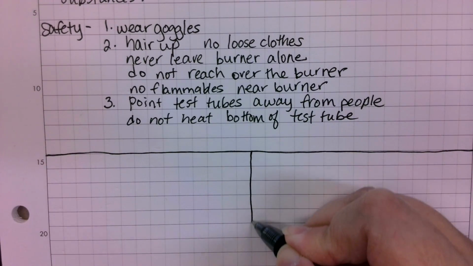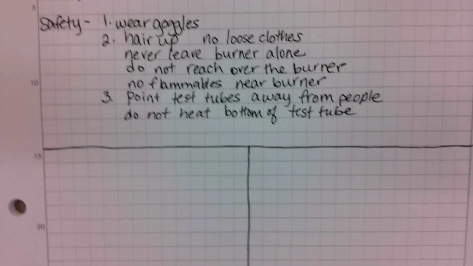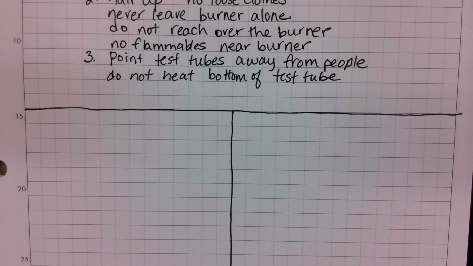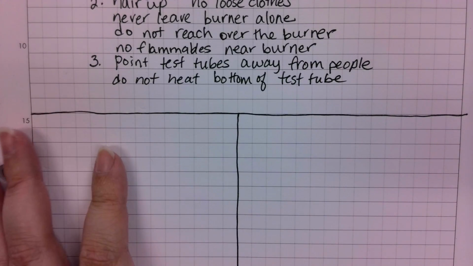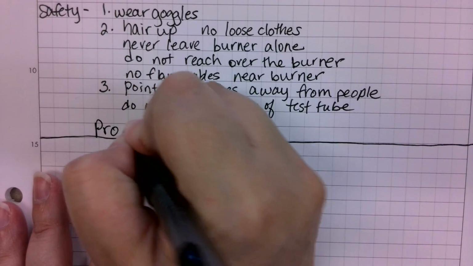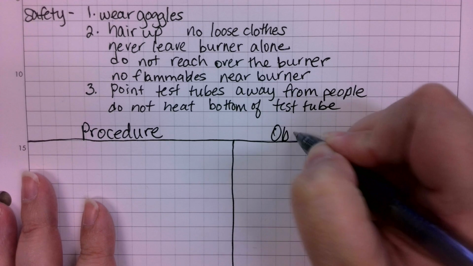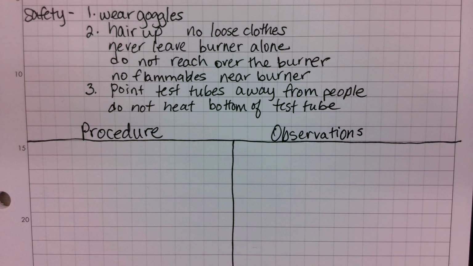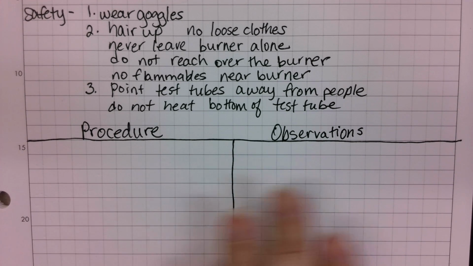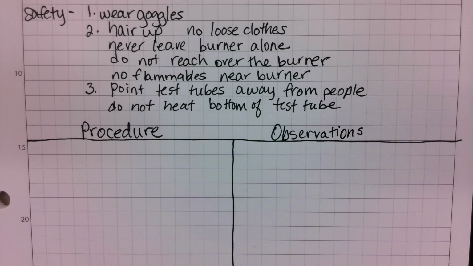And so then you just draw a line all the way down, turning the bottom half of your paper into a T. Above the left-hand side, you write procedure. And above the right-hand side, you write observations. So we're going to fill in the procedure part today, because that's in the pre-lab. You'll fill in the observations tomorrow while you're doing the lab. You go all the way down. Yes, go ahead and go all the way down.